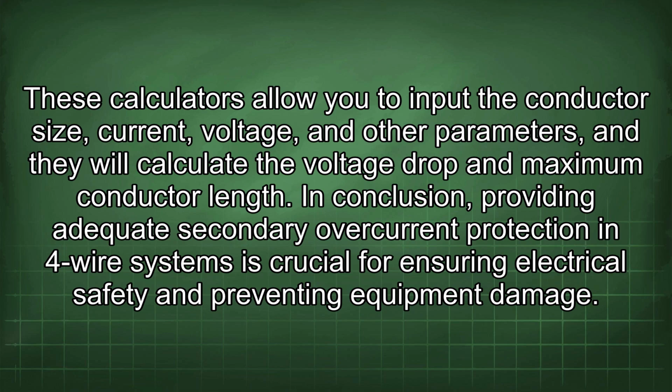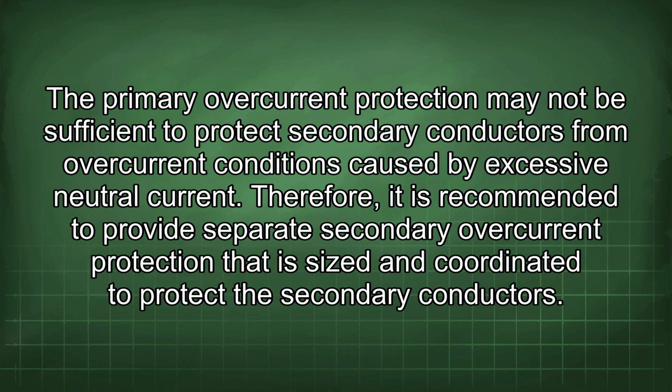In conclusion, providing adequate secondary overcurrent protection in 4-wire systems is crucial for ensuring electrical safety and preventing equipment damage. The primary overcurrent protection may not be sufficient to protect secondary conductors from overcurrent conditions caused by excessive neutral current. Therefore, it is recommended to provide separate secondary overcurrent protection that is sized and coordinated to protect the secondary conductors.